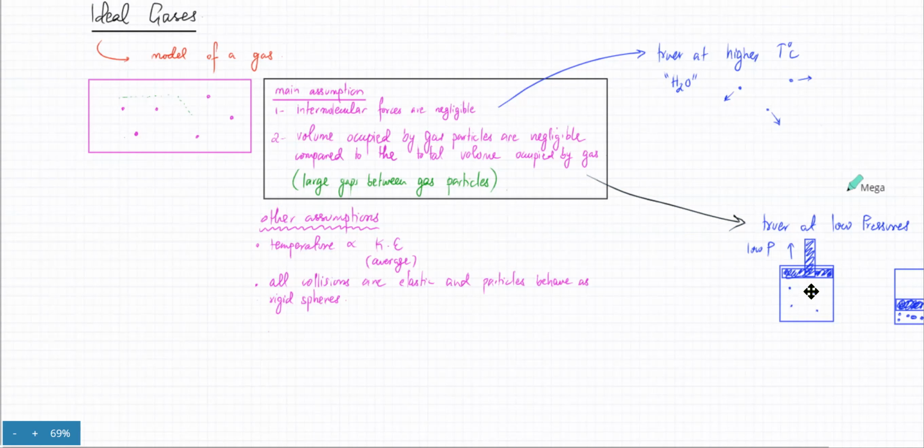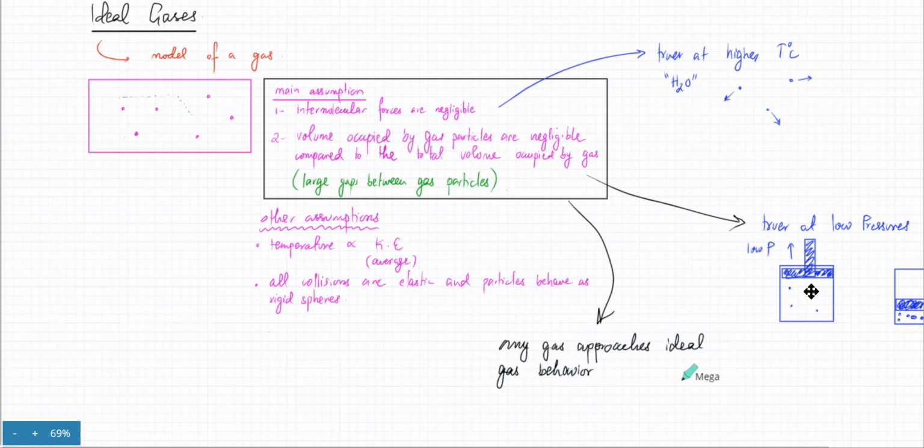Achha, so based on this, what we have is that any gas approaches ideal gas behavior, or appears to behave like a gas, under two conditions. Any gas approaches ideal gas behavior at low pressures and high temperatures.